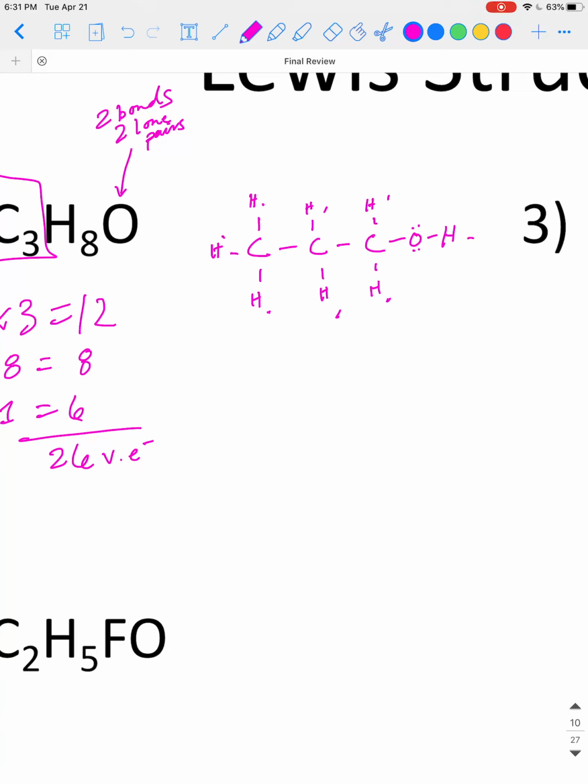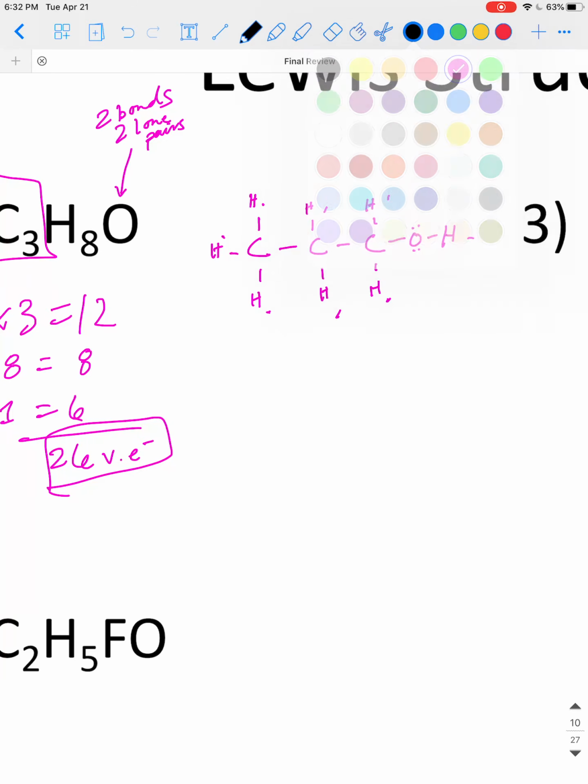How many hydrogens do we have? 1, 2, 3, 4, 5, 6, 7, 8. We're good. 1 oxygen, 3 carbons. So this structure is viable. Let's make sure we have the right number of valence electrons.